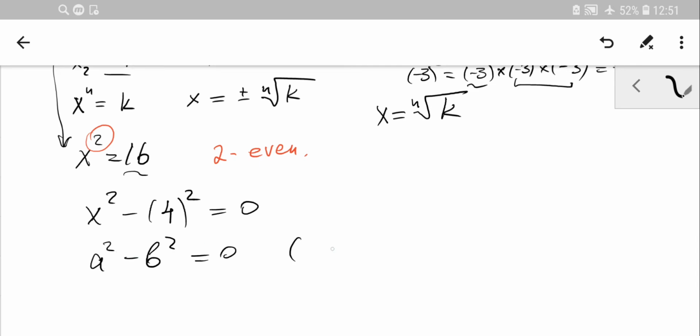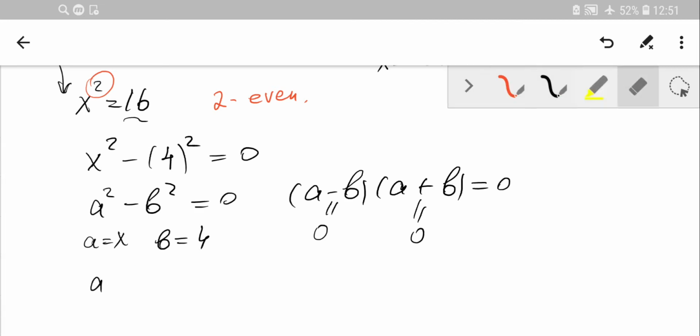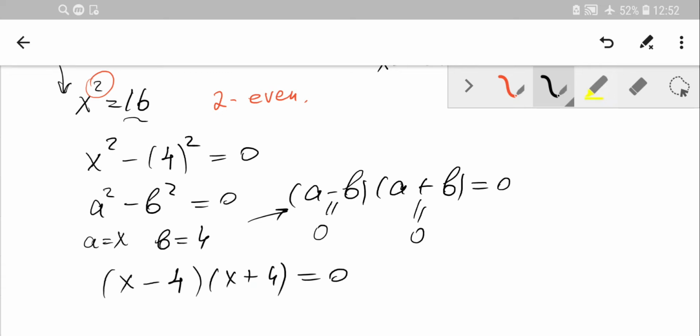What does it tell us? It tells us that a squared minus b squared is a minus b times a plus b. And because the resultant value is 0, each factor might be 0. In our case, a is just x and b is just 4. So instead of a squared, we simply get x squared. According to the formula, instead of b we have 4, so we have x minus 4 times x plus 4. And the result is 0.